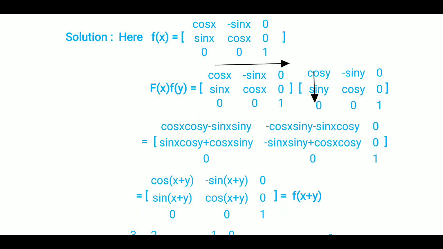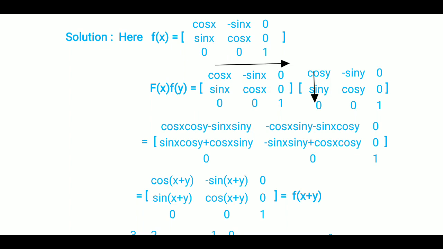Now third row will be multiplied with first column, 0 into cos y plus 0 into sin y plus 1 into 0, that is totally 0. And third row will multiply with second column, 0 into minus sin y plus 0 into cos y plus 1 into 0, that is again 0. Now third row is multiplied with third column. This will be 0 into 0 plus 0 into 0 plus 1, that is 1. Now this is the matrix containing such elements.